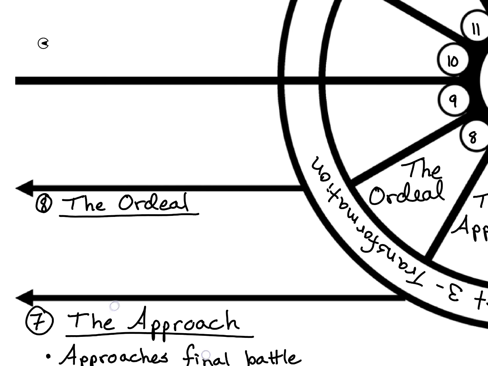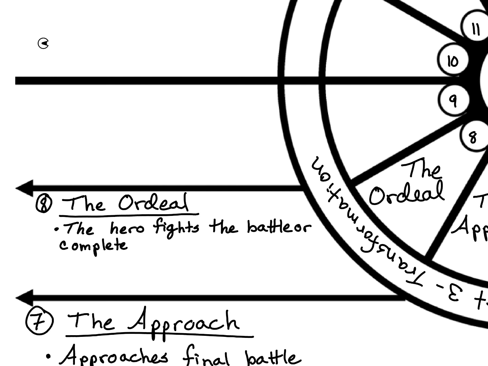But this is the section where the hero or the protagonist approaches their battle and they complete their final task. The hero fights the battle, or they complete the task. This could be going up against the all-state team and they've never been beaten. This can also be where they might lose something.